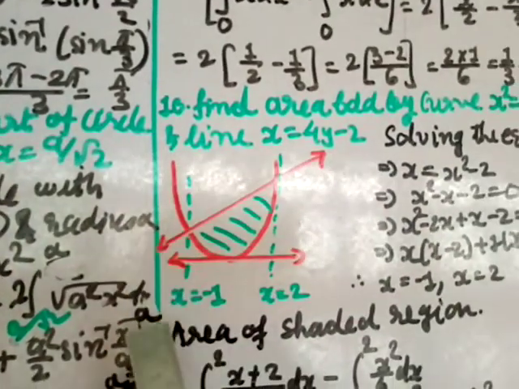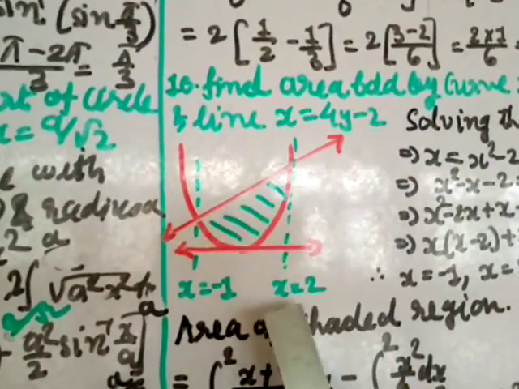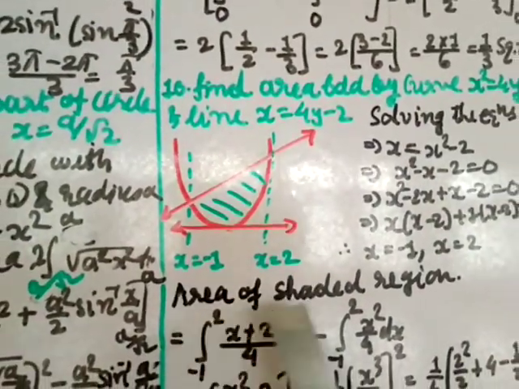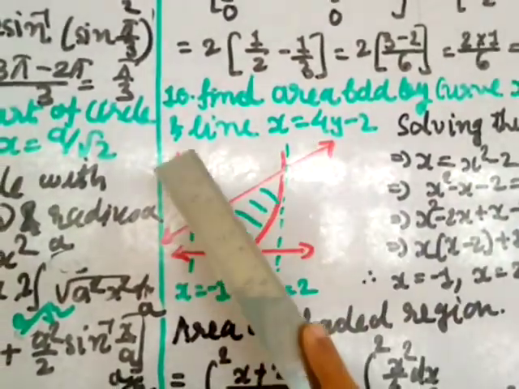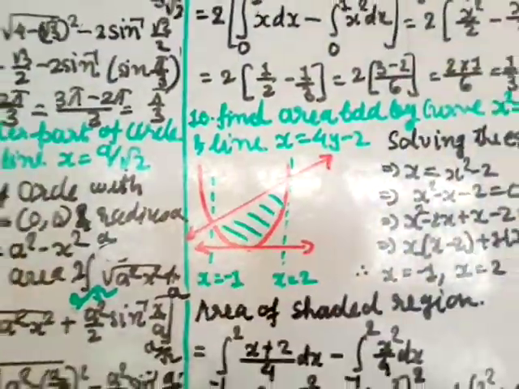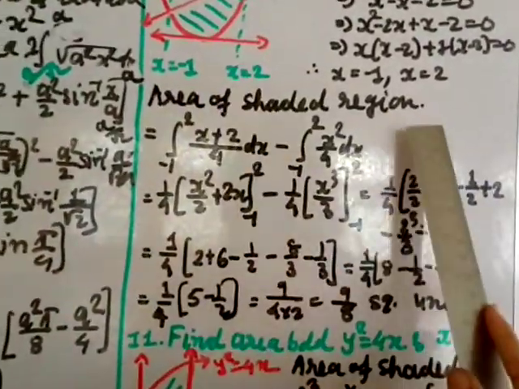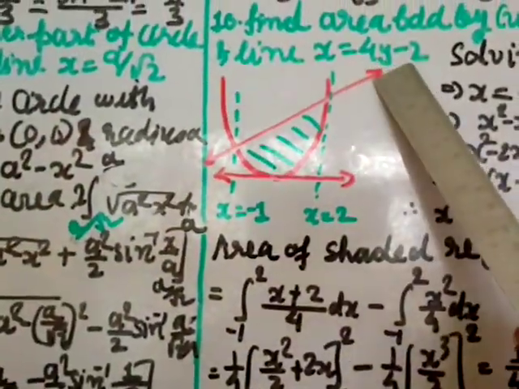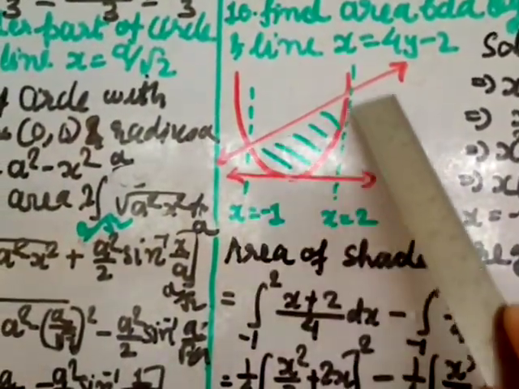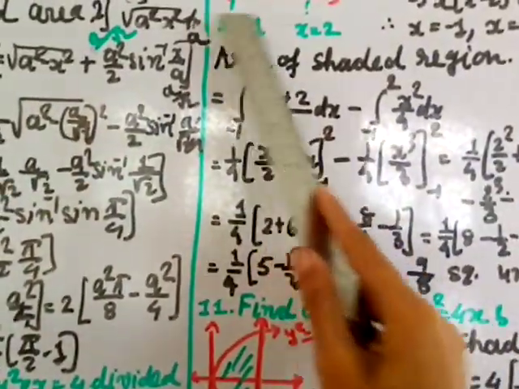So I'll take this intersection point as x equal to minus 1, and this I'll take x equal to 2. Now area is the line minus the parabola curve. Okay, equation of the parabola, this one. I have done this before, na? That is the same way I am going to do. So area of the shaded region, this one, is equation of the line minus equation of the parabola. So integral minus 1 to 2, this one. Okay, limit is the same.